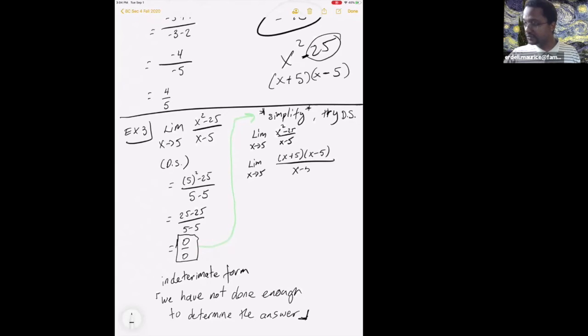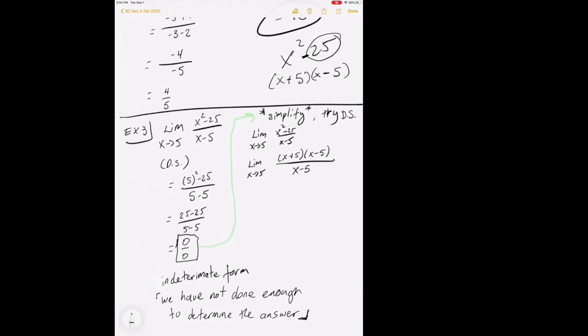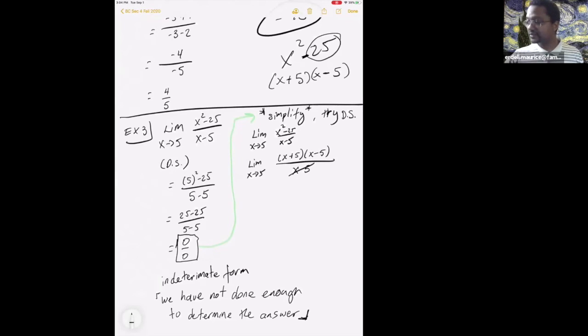my question to you is, now that I have factored it, can I simplify it? Yes. You can cancel out x minus 5. Simplify it by canceling out the x plus 5. And so it becomes the limit as x approaches 5 of just x plus 5. And now try direct substitution again.